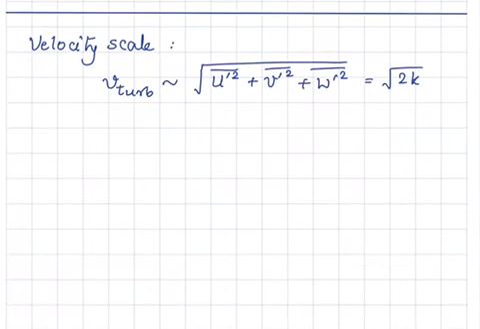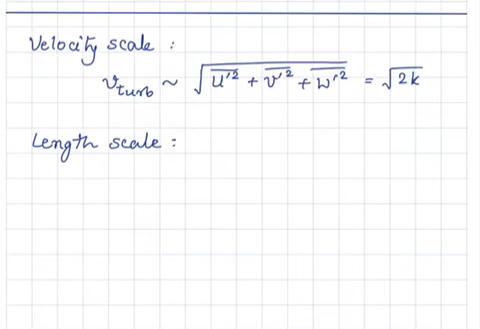And turbulent kinetic energy varies from point to point in the flow, so you will get a variation of how the local turbulence behaves. The other thing is a length scale, which is a little bit more difficult to obtain. Here there are many different propositions.